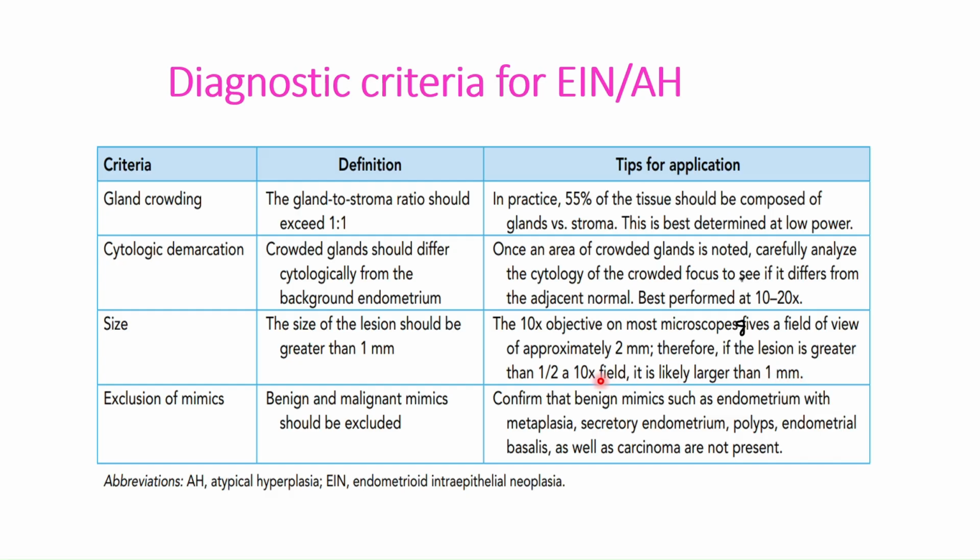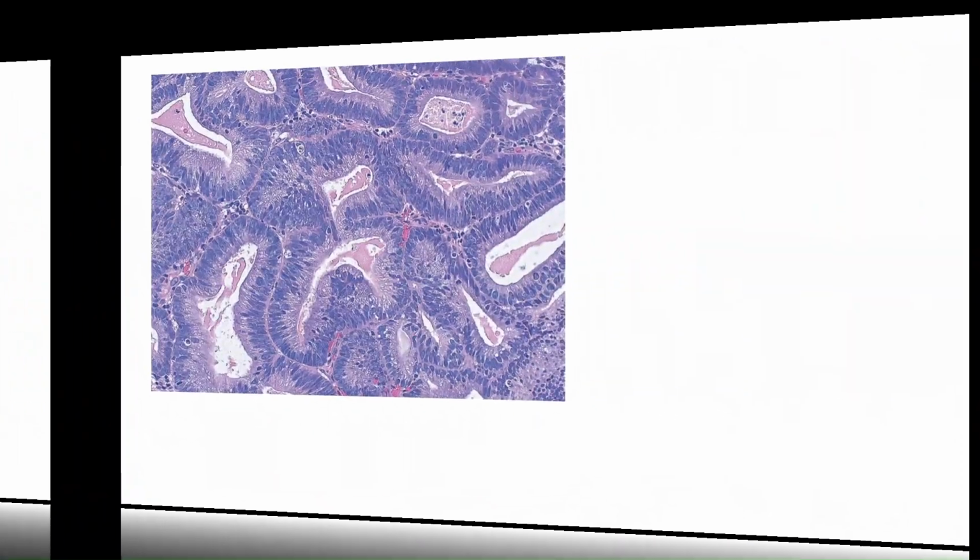So, greater than 1/2 of the 10x field, it is larger than 1 mm. Now, exclusion of mimics. We have to exclude benign and malignant mimics. So, what are these? Such as metaplasia, secretory endometrium, polyps, endometrial basalis, as well as carcinoma. So, what are the 4 criteria? Glandular crowding, cytological demarcation, size of the lesion, and exclusion of mimics.